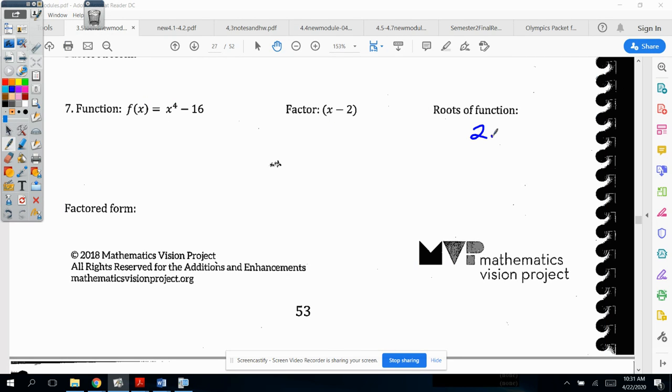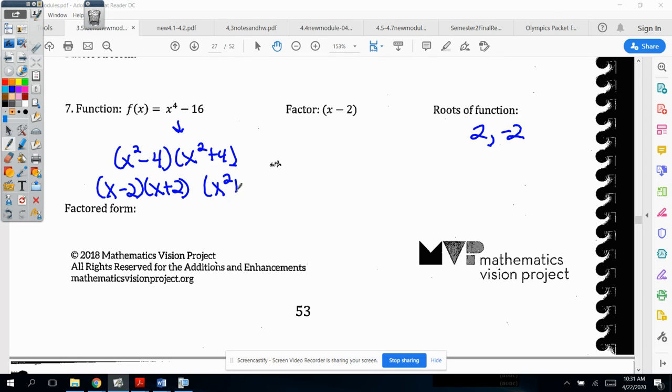So we have 2 and negative 2. How do you get the last 2? Well, what I would do is I notice that this factors right away. That's x squared minus 4 times x squared plus 4, because that's the difference of two squares. X squared minus 4 is x minus 2 times x plus 2, and then x squared plus 4 is the last one. This is factored form. There's the 2 and the negative 2. Where can I get the last ones? That's from solving this guy. They should be imaginary because I can't see them, and I know they're there because I'm looking for 4.